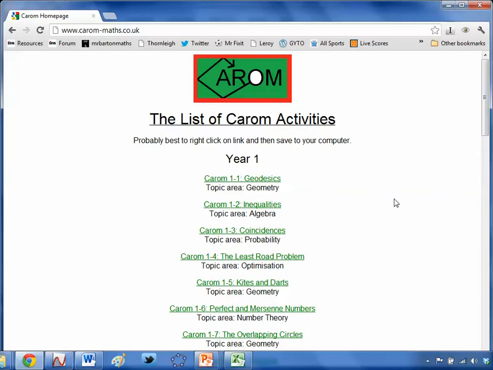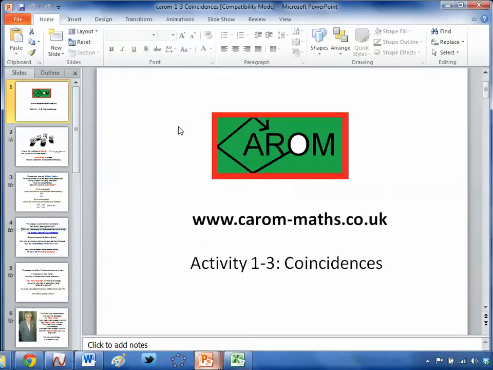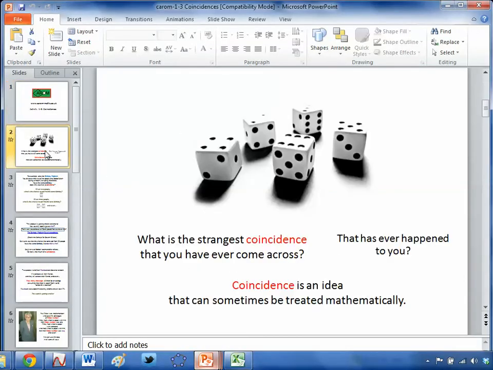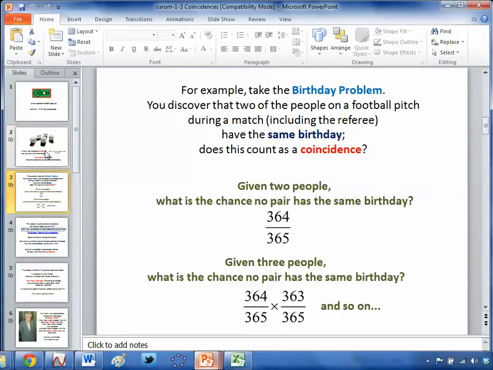So the first one that I looked at, because I'm absolutely obsessed with it, is this coincidences one, which is about probability. So if I fire it up, as you'll see, it's a PowerPoint, and this is about the classic question of whether coincidences are some kind of strange twist of fate or whether there's some actual mathematics behind it, and it's an area that absolutely fascinates me.